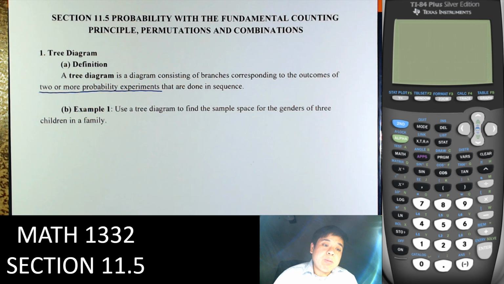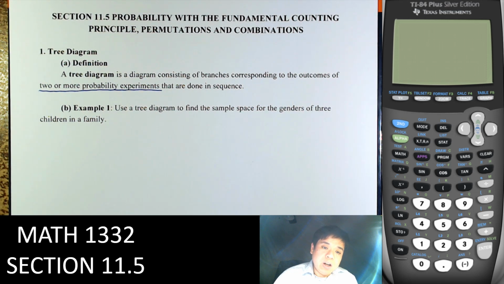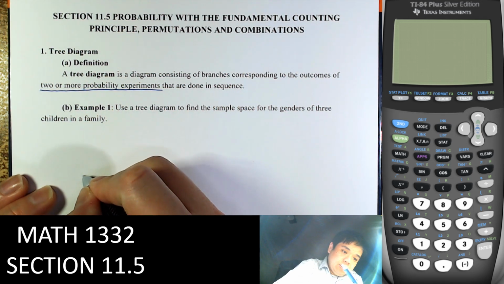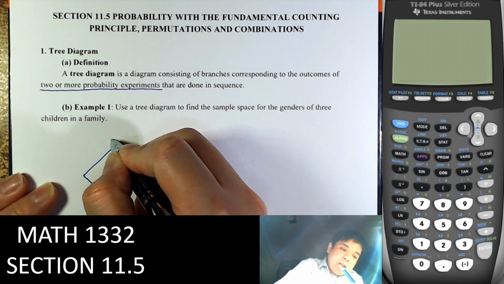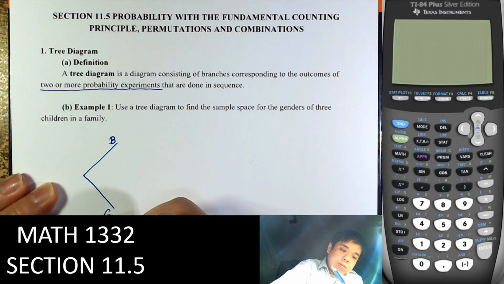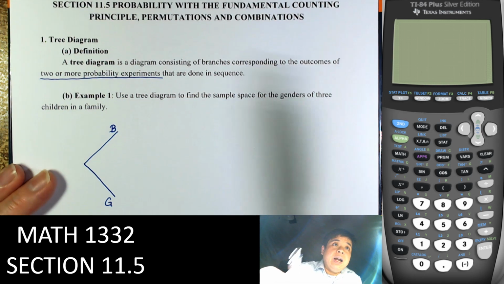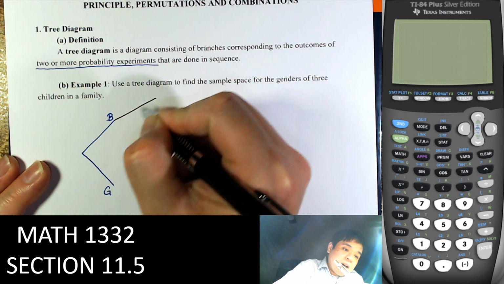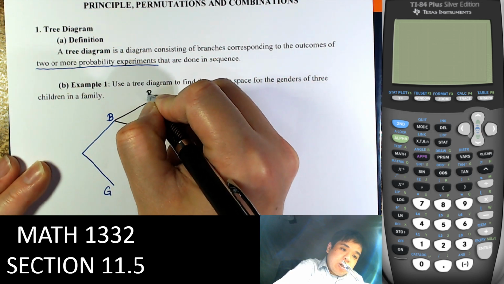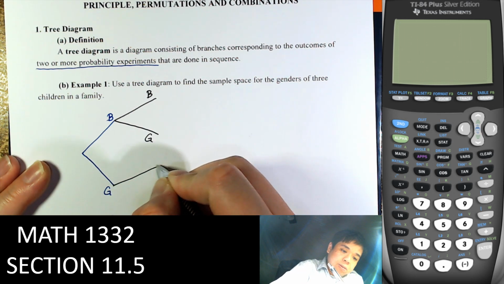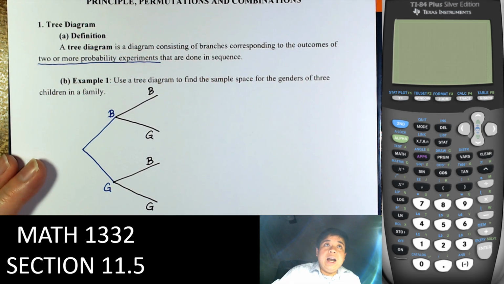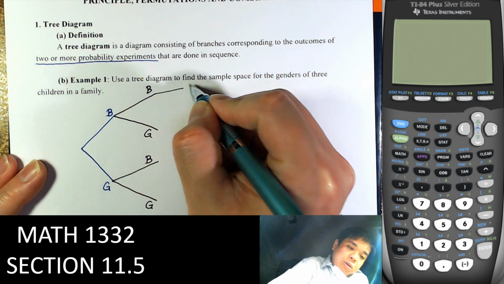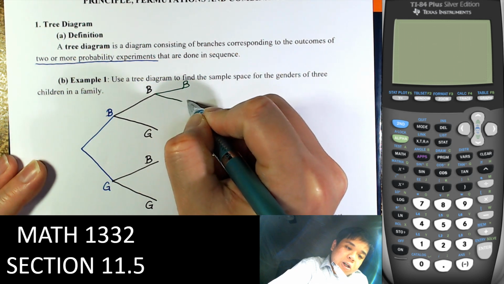Use a tree diagram to find the sample space for the genders of 3 children in a family. The first child could be a boy or a girl, and it doesn't matter what we choose there. The second child can be a boy or a girl. And then the third child, doesn't matter, it will be a boy or a girl.